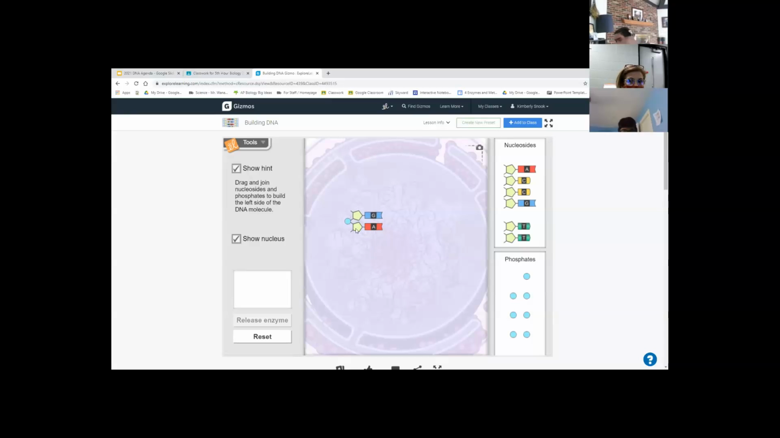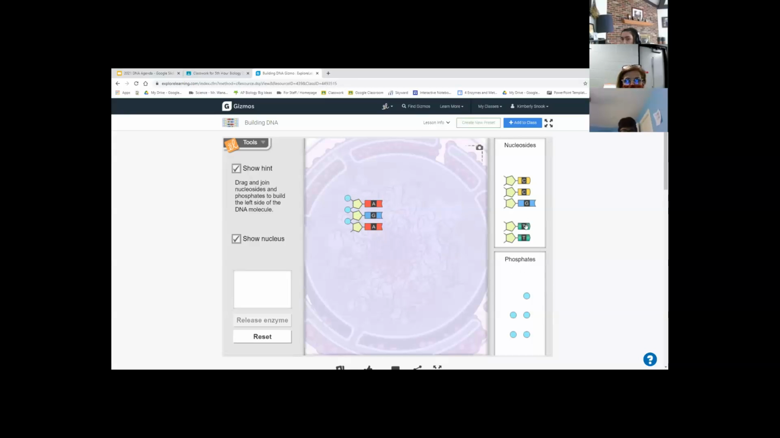So you see, I have alternating sugar, phosphate. That's going to make the alternation. Nitrogen bases are going to make up the rungs in the middle. The order of this does not matter. You will create your own sequence.